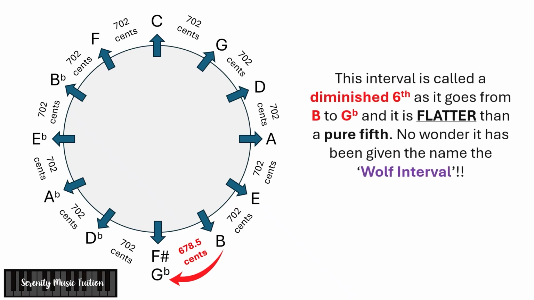This interval is called a diminished sixth as it goes from B to G flat and is flatter than a pure fifth. No wonder it has been given the name the wolf interval. A perfect fifth today measures 700 cents, and with the wolf interval measuring 678.5 cents, it must sound excruciatingly awful.